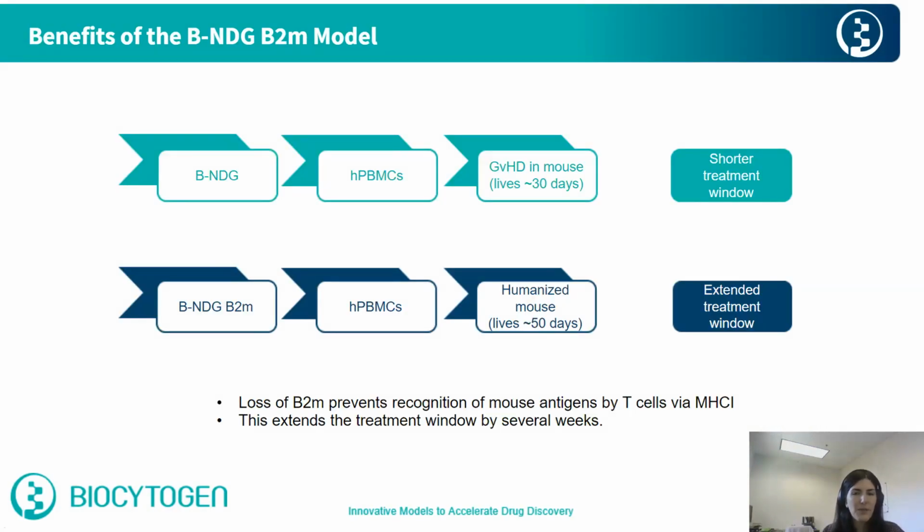So to recap the benefits of the BNDG B2MKO model, the engraftment of PBMCs is tolerated by this model much better, owing to the loss of recognition of mouse antigens by T cells via MHC1. This significantly extends the treatment window by several weeks to allow for more robust experimental results.